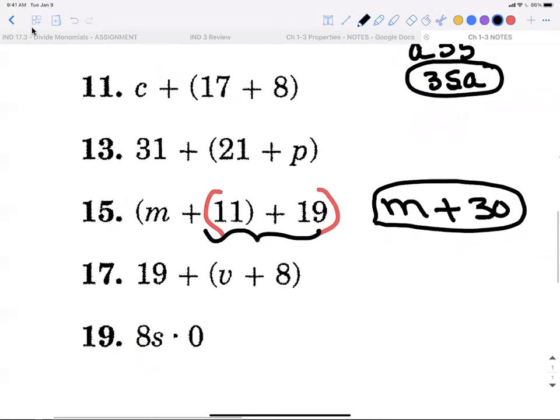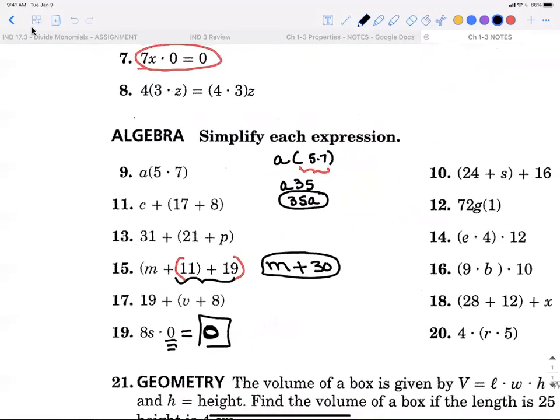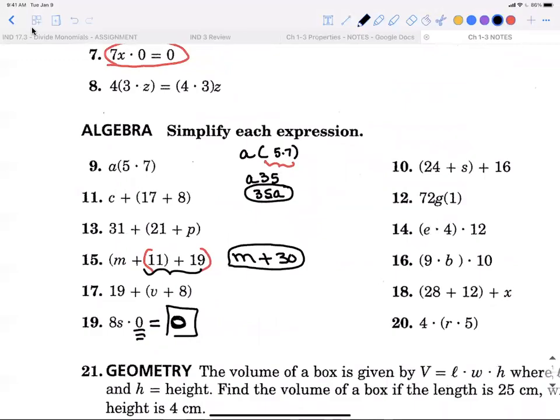But what about number 19? What's as simplified as we can get this? Does it matter what S is? Anything times this is going to equal what? 0. So it doesn't matter what S is. You can put any number in the world in for S. And because of the multiplicative identity of 0, I'm gonna trip over that word every time I say it. Because of that property of 0, it doesn't matter what S is. So we can simplify this all the way down to 0 because we know that anything times 0 is 0. So that would be your final answer. Okay. So with these, you're gonna simplify them as much as you can.